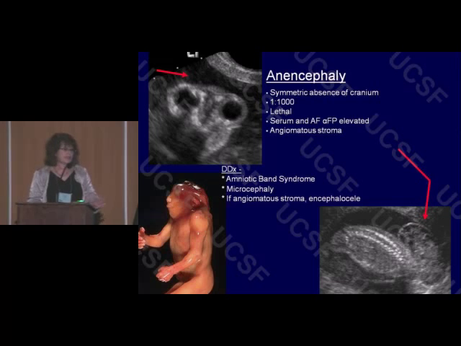Moving on from ventriculomegaly to other CNS abnormalities, this is quite a recognizable condition, anencephaly, which is recognized as a symmetric absence of the cranium, a uniformly lethal fetal condition whenever it is recognized, also associated with elevated AFP levels. What can be a little bit confusing is that in some cases angiomatous stroma develops at the cephalic end of the fetus that might mimic abnormal brain, but there is no calvarium, symmetrically absent, and in that way different from amniotic band syndrome or microcephaly.